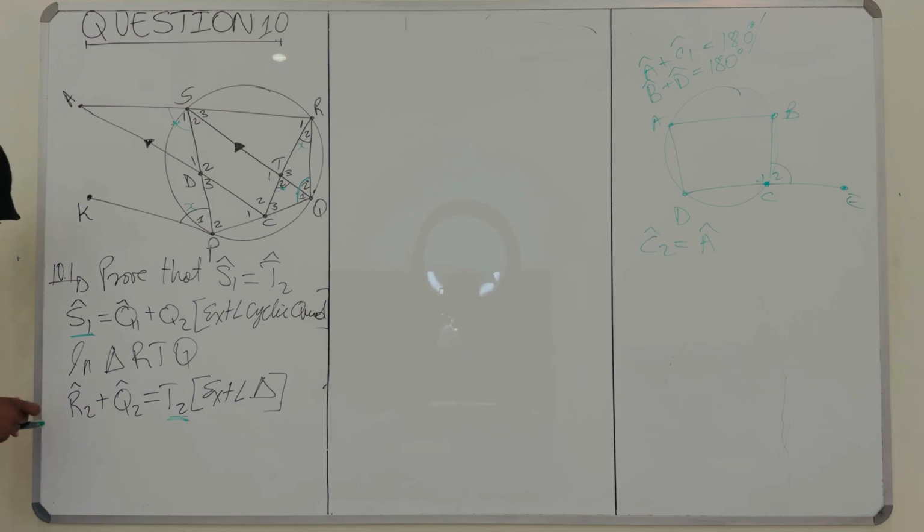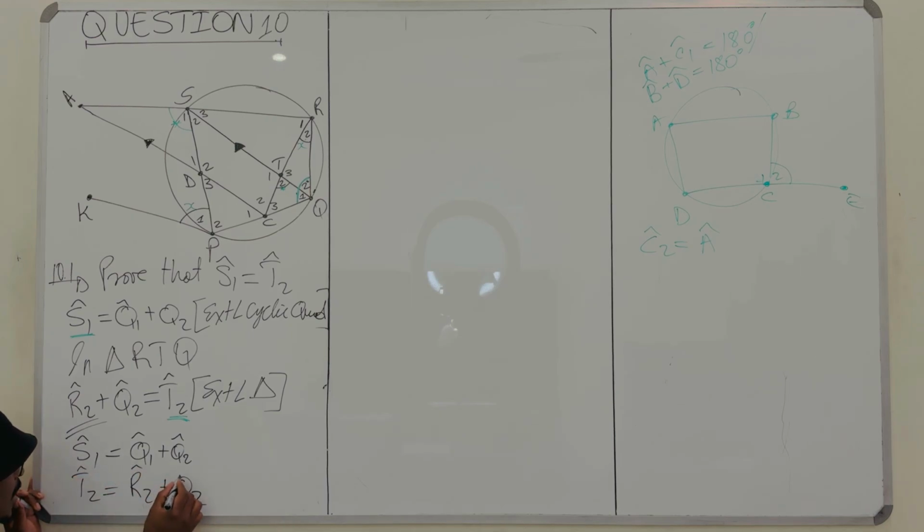But look now, if we write them next to each other, your angle S1 is equal to angle Q1 plus angle Q2. Look at your T2: T2 is equal to R2 plus Q2. They look similar, right? Because S1 is equal to Q1 plus Q2, and T2 is equal to angle R2 plus angle Q2.